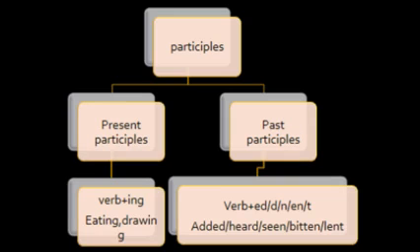What's the difference between these two? Present participle means we have to add ing to a verb. We'll take an example for this. Take a word eat. When you add ing to that word, it becomes eating. So it became present participle. We'll take some more examples. Draw is a word. I'll add ing. It becomes drawing. This is another example for present participle.